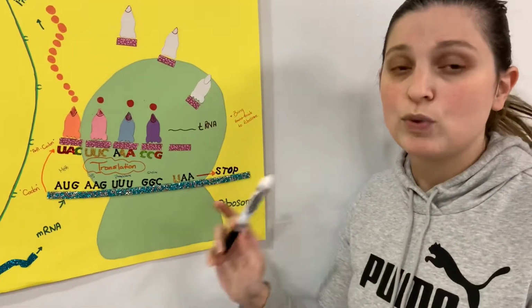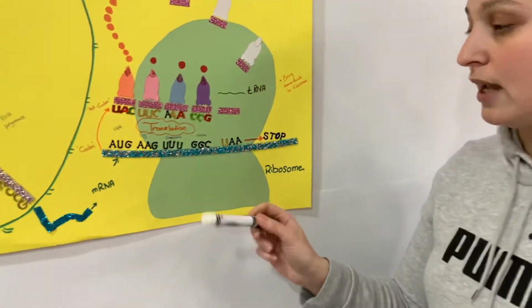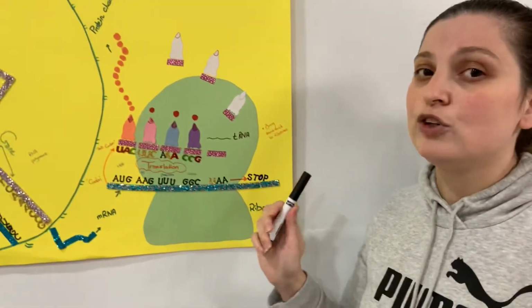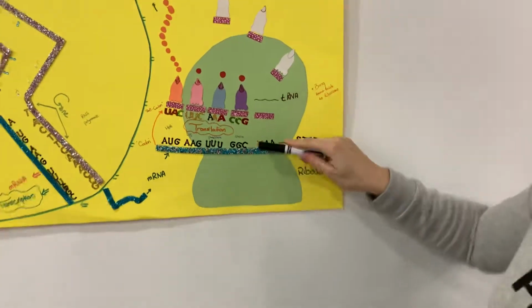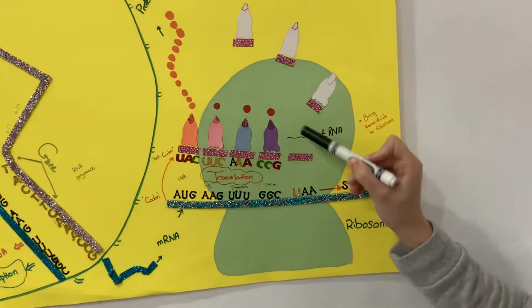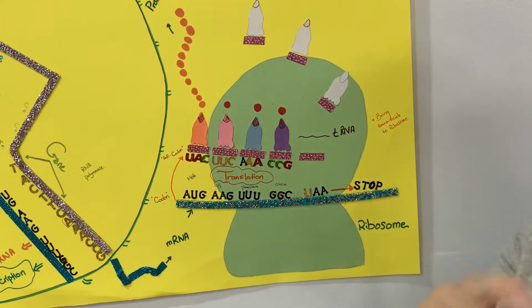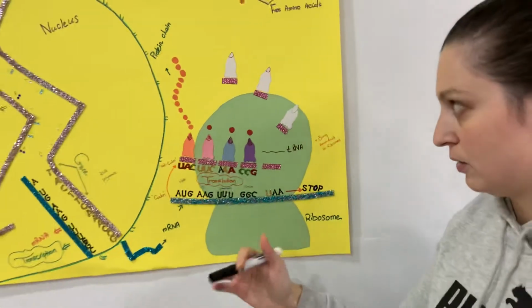It's UAA. We have three stop codons: UAA, UGA, and UAG. When we reach a stop codon, we don't have a transfer RNA for it because this is a blocker. That means we stop the translation process.